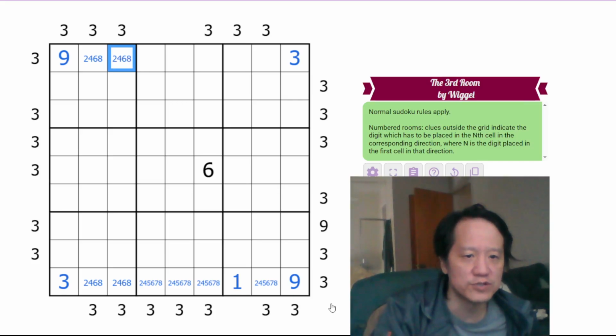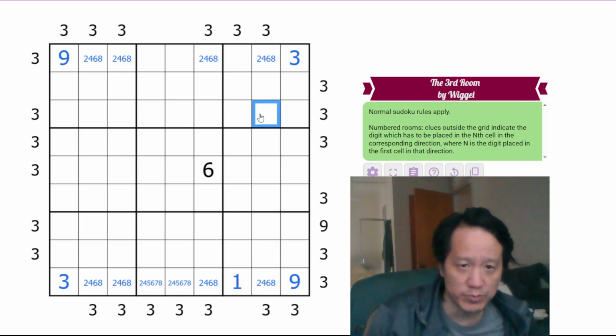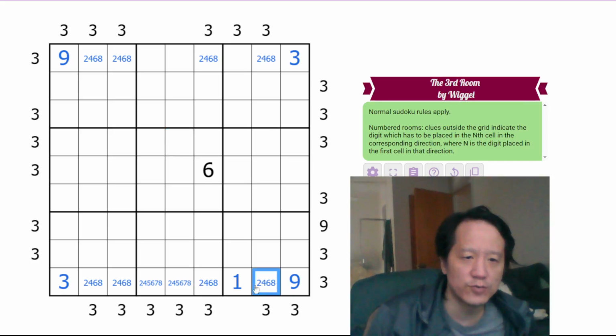This must be 2, 4, 6, 8. This must be 2, 4, 6, 8. And this must be 2, 4, 6, 8, because again, you cannot have 3 being in the 7th spot here, because that would be 1, 2, 3, 4, 5, 6, 7. It would be the 3rd spot here, which is obviously not allowed. So we have a 2, 4, 6, 8 quadruplet in row 1 and row 9.